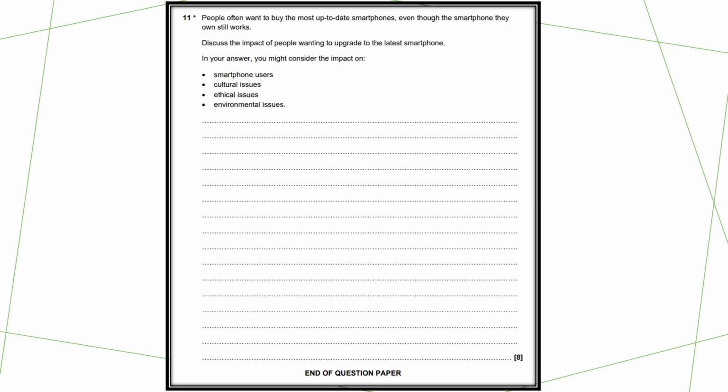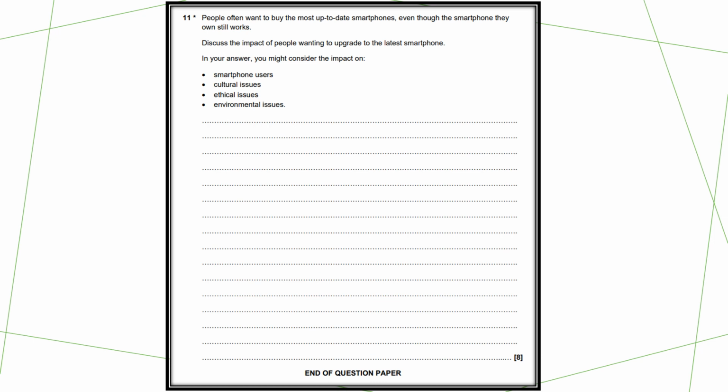So this question says, people often want to buy the most up-to-date smartphones, even though the smartphone they have still works. Discuss the impact of people wanting to upgrade to the latest smartphone. In your answer, you might consider the impact on smartphone users, cultural issues, ethical issues, and environmental issues.